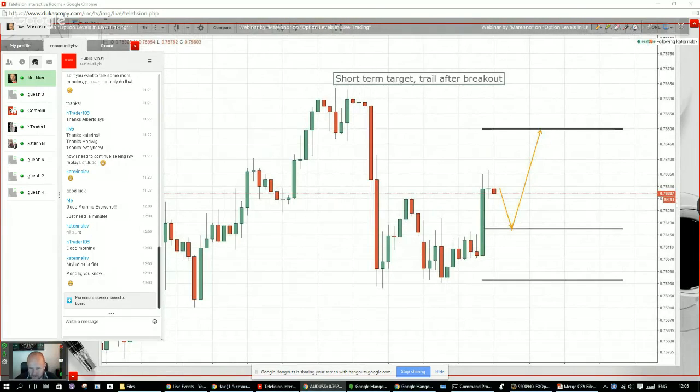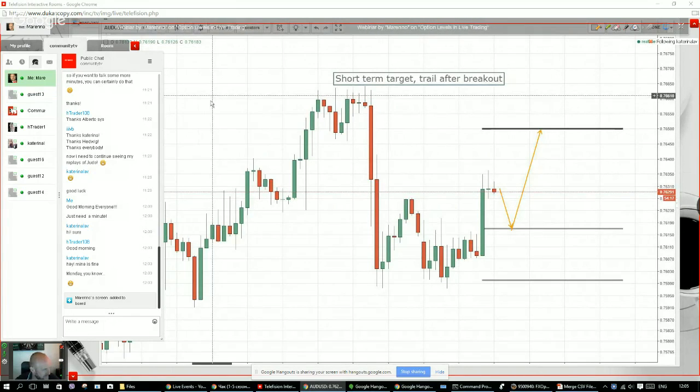And let's start with the market view first, and then we'll kind of switch to some theory as well. Starting with Aussie dollar, my market view at the moment is up. As you can see here.